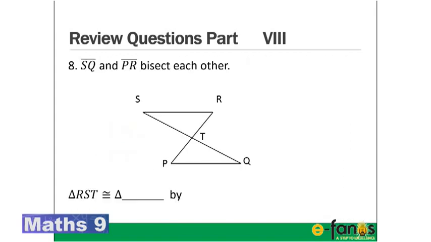8. SQ and PR bisect each other. Triangle RST is congruent to triangle what by what? Pause the video whilst you decide. Here's the answer. Triangle RST is congruent to triangle PQT by SAS, or side angle side theorem.